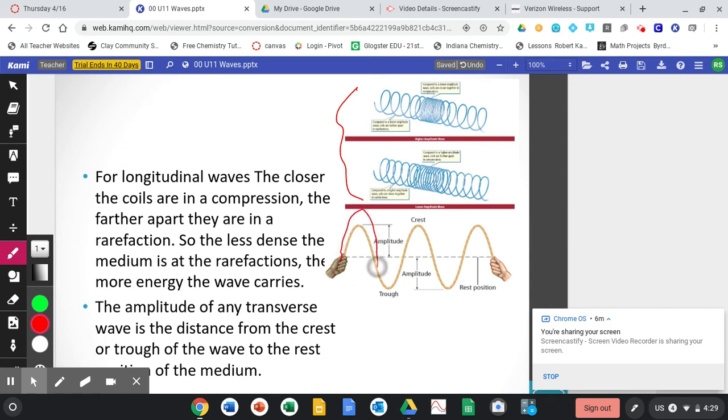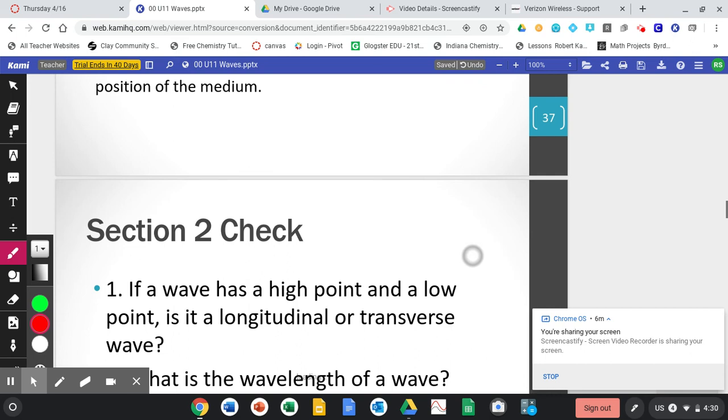So again, here's a picture of a longitudinal wave, and here's the transverse wave. And if I want to change to a higher amplitude, I am going to increase the height of the wave or increase the number of compressions. This one has a higher amplitude than this one does, is our example.